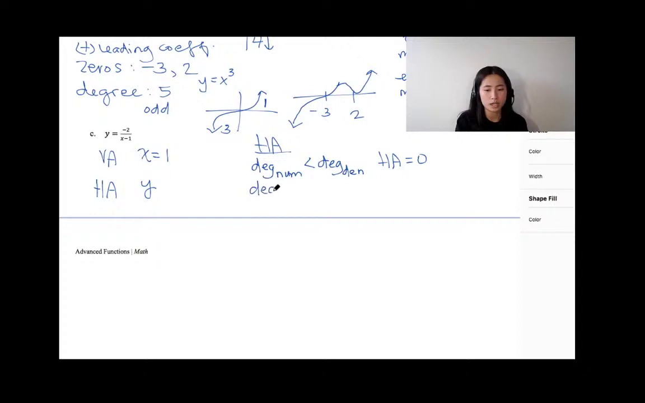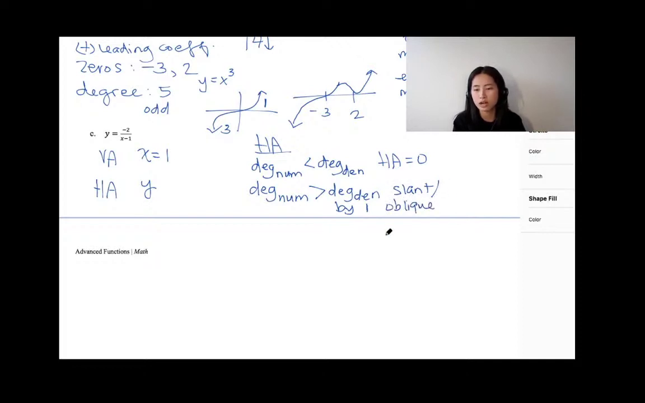Now, moving on to when the degree of your numerator is greater than the degree of your denominator, and it's only by 1. Why are we emphasizing that it's only by 1? Well, if it's by 1, that means you're going to assess whether you have a slant asymptote as opposed to a horizontal asymptote. You call this slant or oblique, depending on which your teacher prefers. So it's a slant or oblique asymptote. That's what you look for.